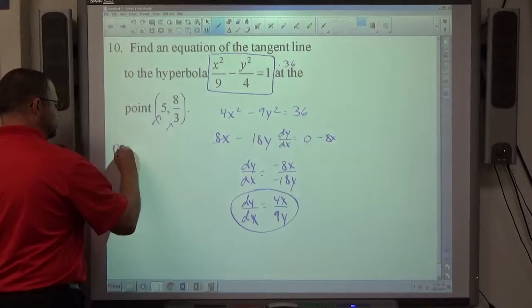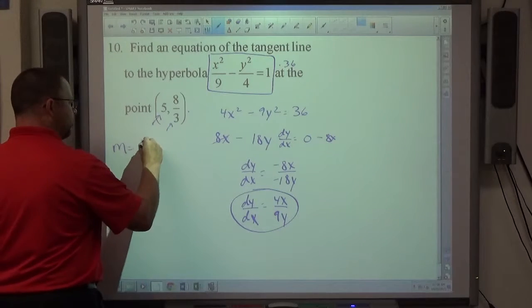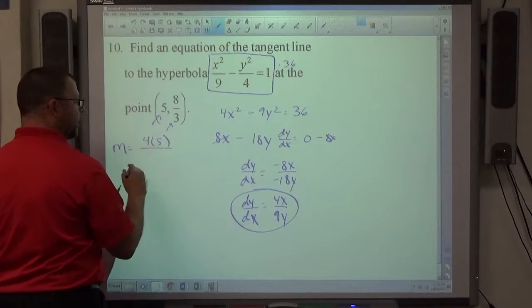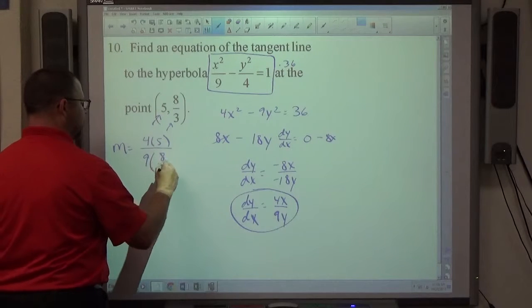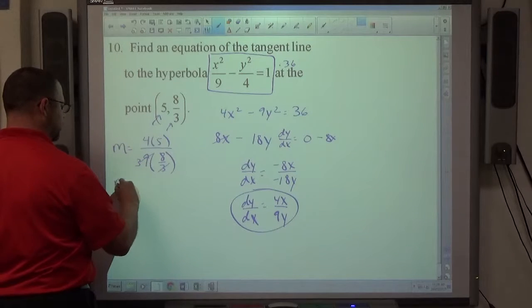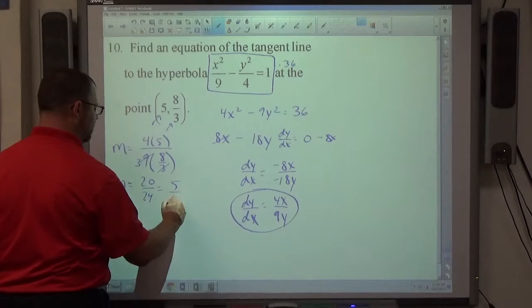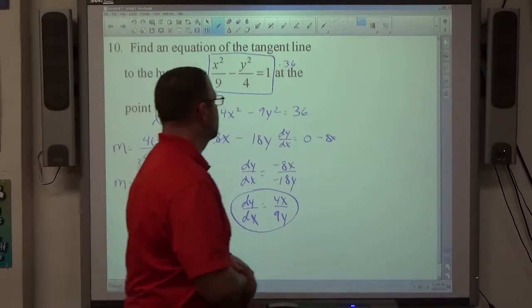find slope. So if I just replace x with 5, y with 8/3, I'm going to get 4 times 5 on top, and 9 times 8/3 on the bottom. This 3 cancels that 9 down to a 3, so slope is equal to 20 over 24, better known as 5/6. So 5/6 is the slope.